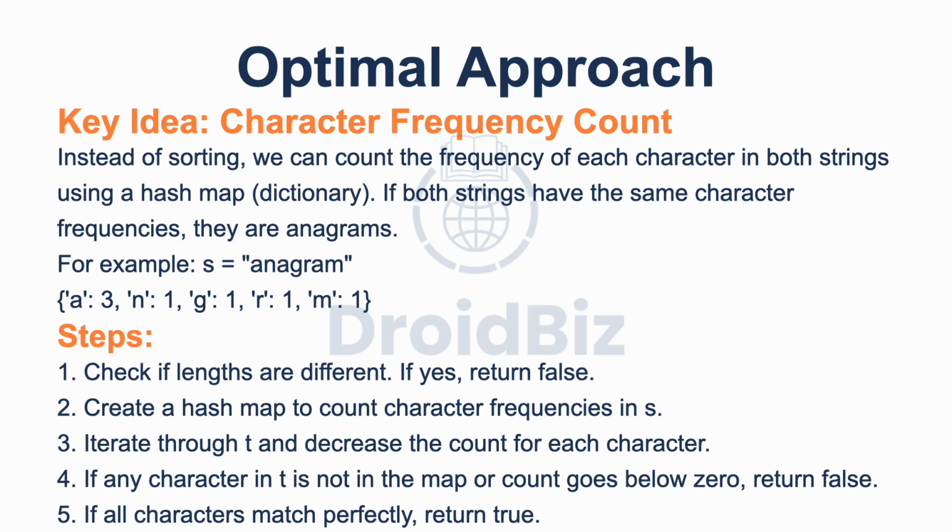Fourth, if any character in T is not in the map, or if a count goes below 0, return false. This means T has a character that S doesn't have, or T has more of a character than S does. Fifth, if all characters match perfectly, return true. This approach is more efficient than sorting.